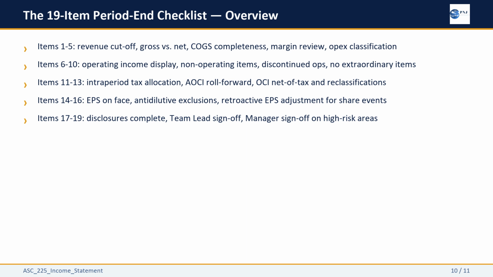Items 6 through 10 cover income statement structure, operating income display on the face, non-operating item review, discontinued operations assessment, and confirmation that extraordinary items have not been used. Items 11 through 13 address tax and OCI, intraperiod tax allocation, OCI roll forward, and OCI net of tax presentation with reclassifications. Items 14 through 16 cover EPS. Items 17 through 19 are sign-off, disclosures reviewed, team lead approval, and manager sign-off on the 3 highest risk areas.